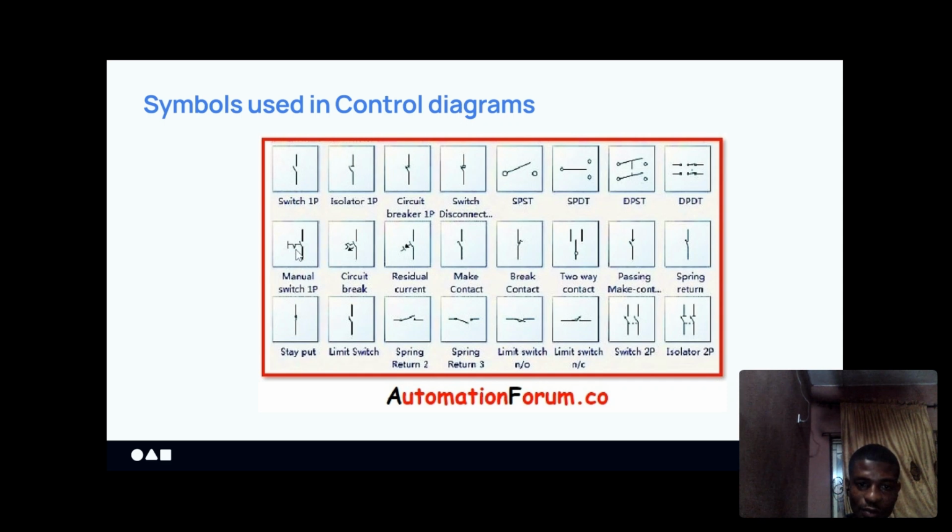You see the symbols, so you can just study these symbols and understand them, so that when you see them in a circuit diagram, you can easily interpret it. Because the first step of understanding a circuit diagram in automation is to know the symbols. This is a limit switch, normally open, NO. This is another limit switch, normally closed, NC.